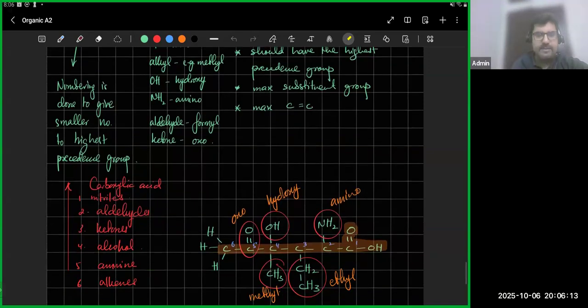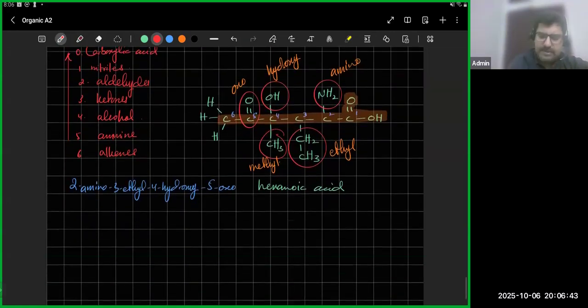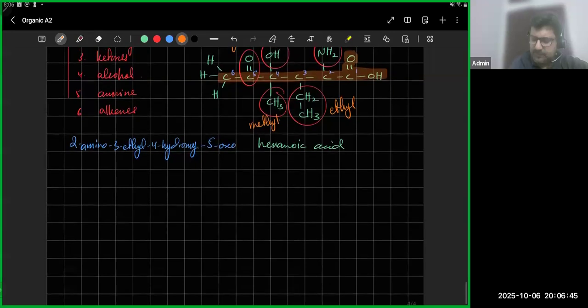So the highest precedence groups, you start off with the highest precedence group, which is carboxylic acid. When something is a carboxylic acid, you just call it carboxylic acid. You just ignore all the rest. Then you have nitriles, aldehydes, ketones, alcohols, amines, alkenes. Okay, the importance decreases. So I did one molecule. I'm just going to do a few more, and then we'll move on.